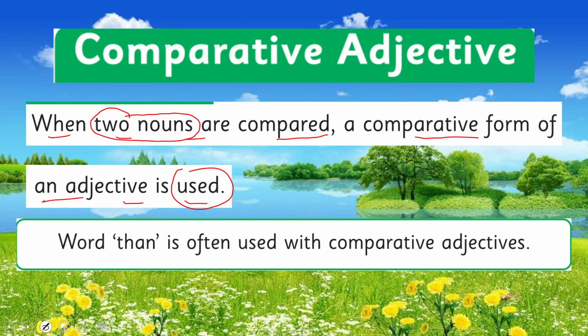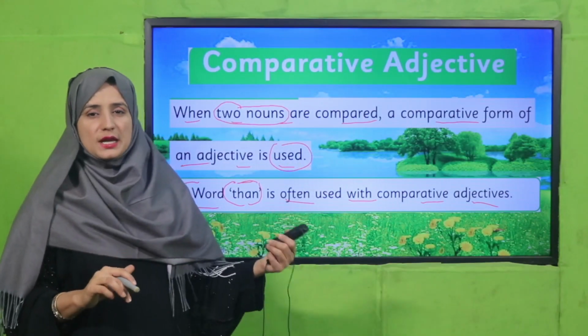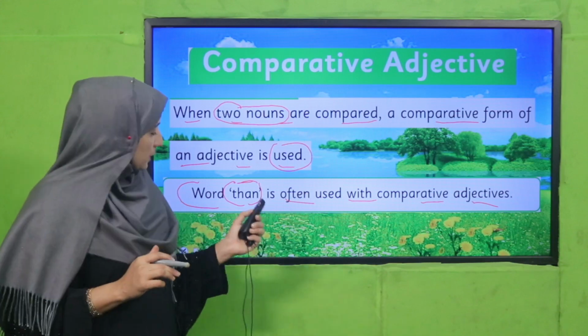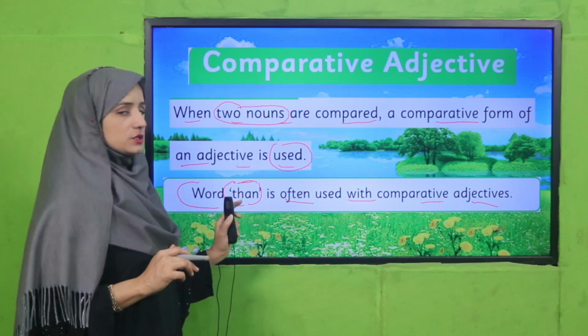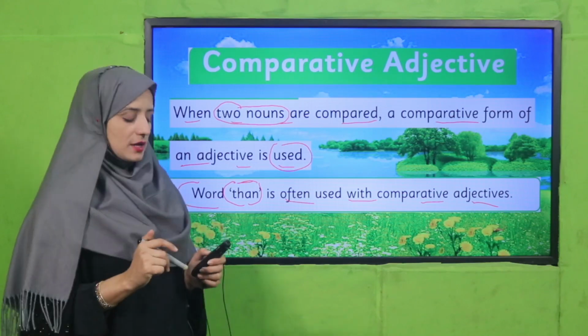Okay, and what is the rule? Than is often used with a comparative adjective. We have to use than usually. Okay, in a few exceptional cases, we can use any other word also, like to, but usually we often use than when we are going to compare two nouns together.